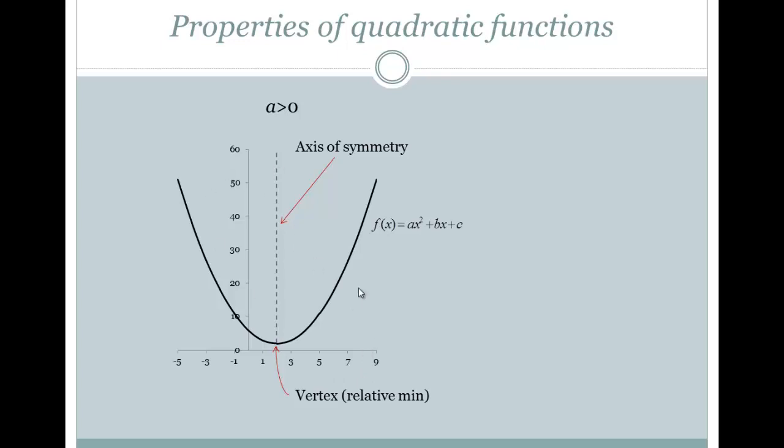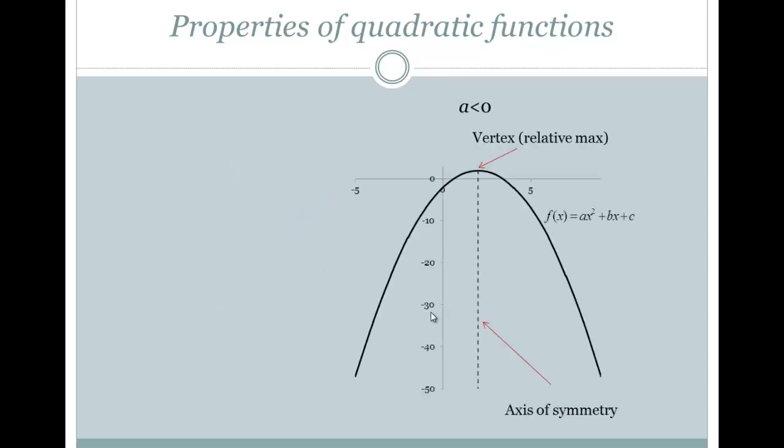And this would be when a is greater than 0, it's open upward. When a is less than 0, we open downward. We have our vertex now is a relative max. Max profit would be an example of why we'd want to find that value. Note the axis of symmetry goes through the vertex. Okay, so that's something that you should realize.